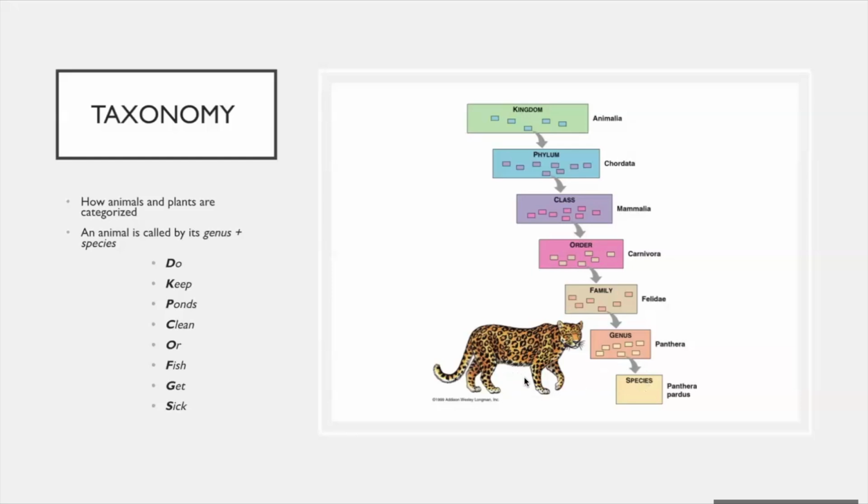So right here, this panther, the kingdom it belongs to is Animalia. Then the phylum is Chordata. The class is Mammalia. Order is Carnivora. Family is Felidae. Genus is Panthera. Species is Panthera pardus. So we would call this by its genus and species. So Panthera pardus. And if we need an acronym to remember this by, you can use do keep ponds clean or fish get sick. So we can remember that so that we know the order as we get more specific.